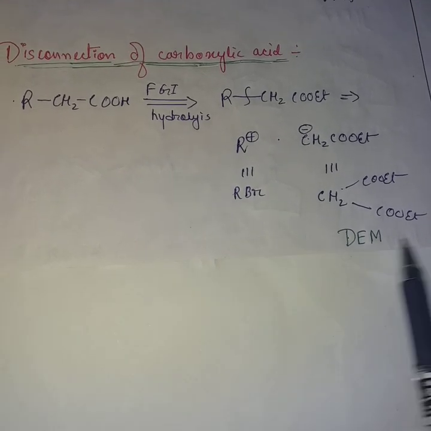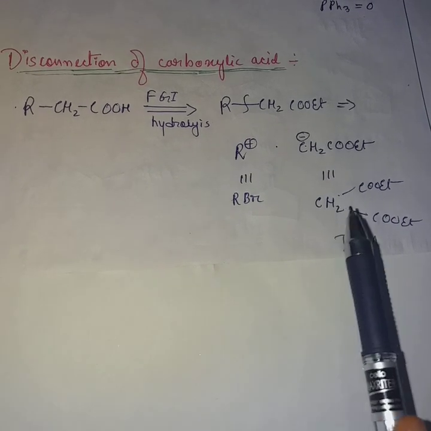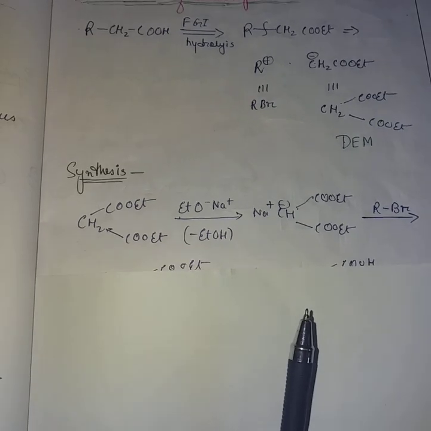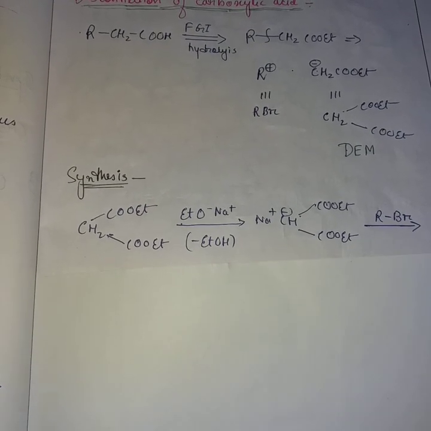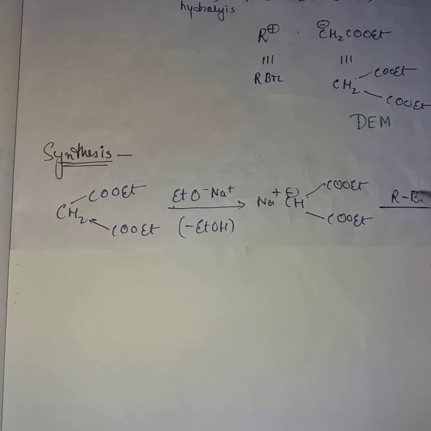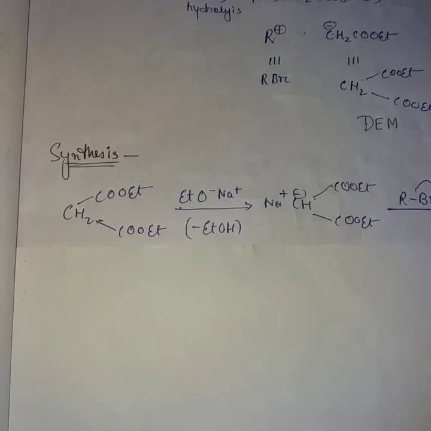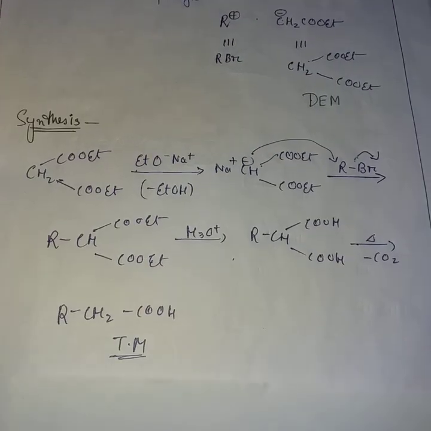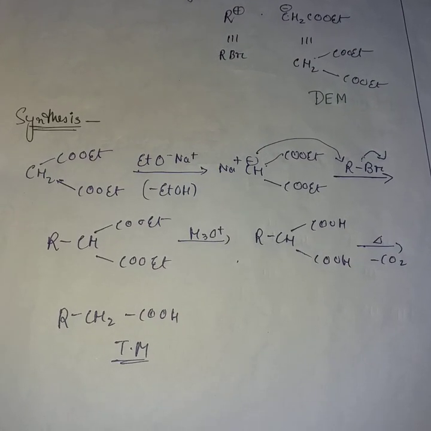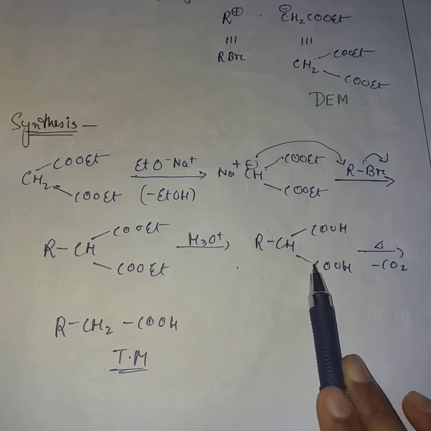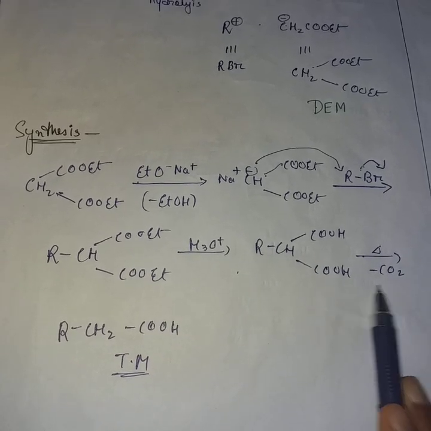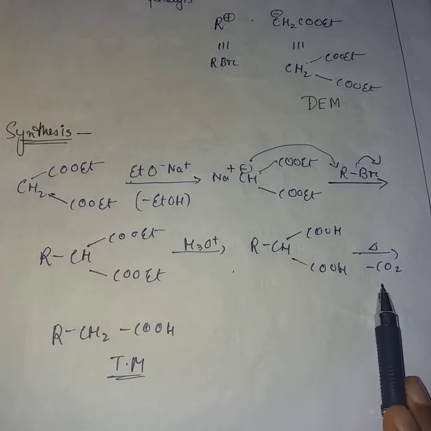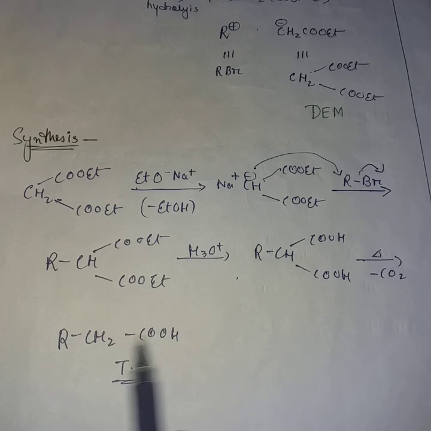This is known as diethyl malonate. Please, this is very important. Note this. After this, we have synthesized our required compound. Here Br will leave and this negative charge will attack here, so that we get our target molecule like this. We have hydrolyzed this, and after heating, carbon dioxide will be removed and you will get the target molecule.